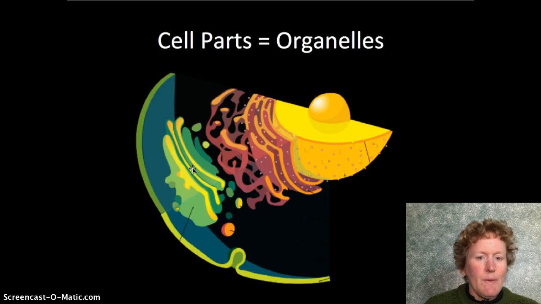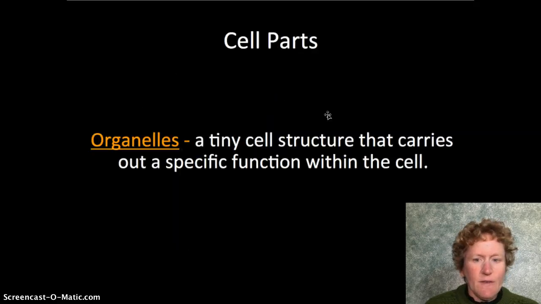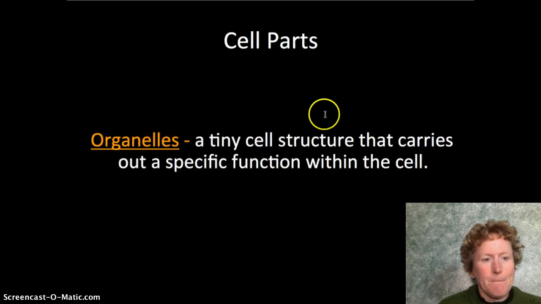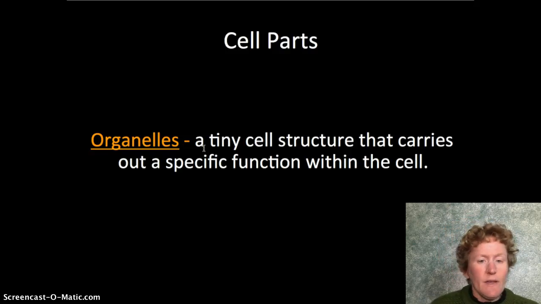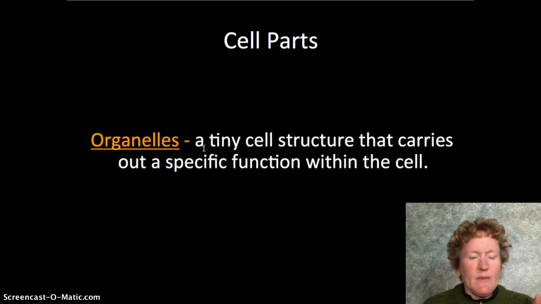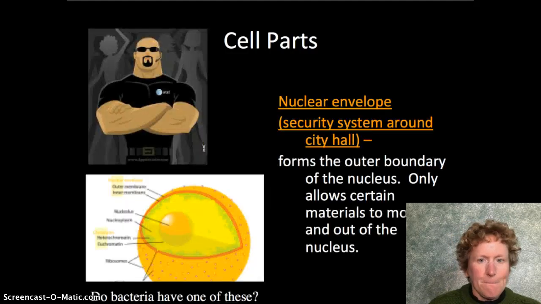Let's talk about a couple important pieces of the cell. The middle of the cell is called the nucleus, and there's some important stuff in there. Organelles are tiny structures that carry out a specific function within the cell. The nucleus is an example of an organelle. It helps keep the cell organized. Remember, organelles are little parts inside the big cell comparatively that help keep it organized.